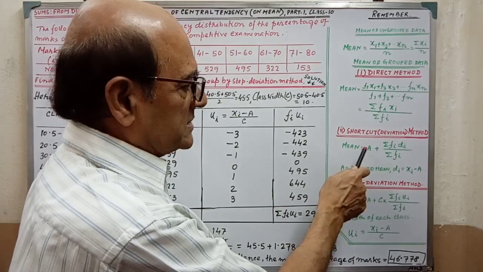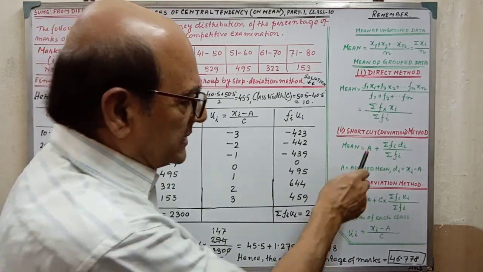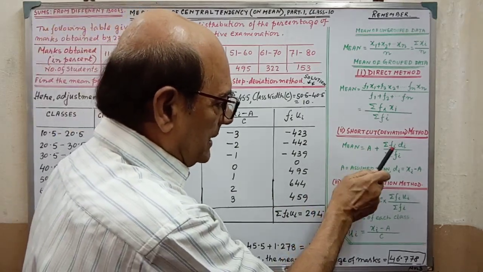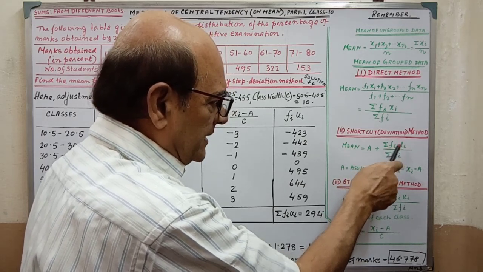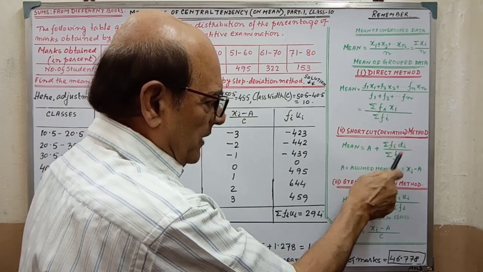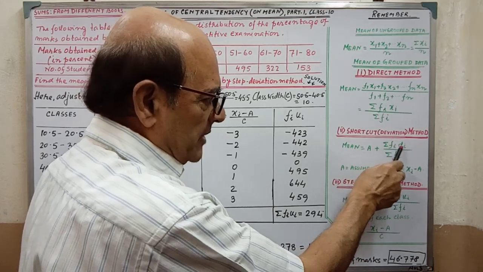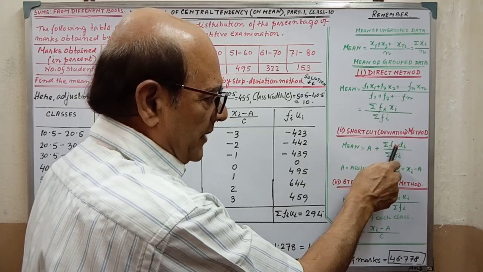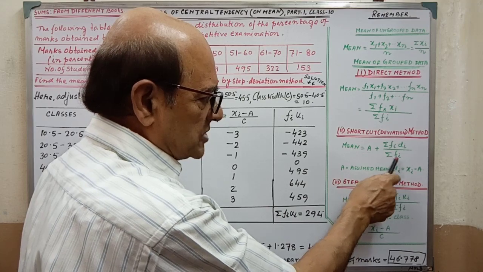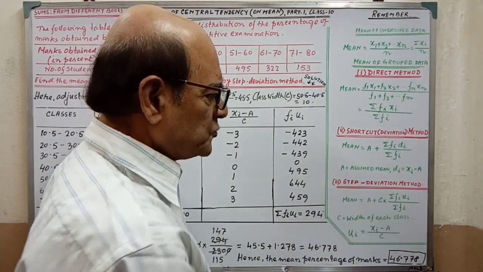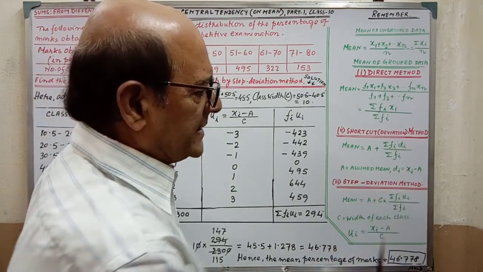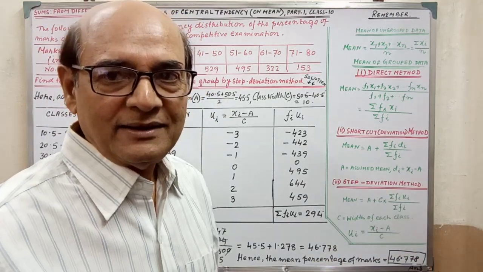And the shortcut method, same thing. In the shortcut method, we have to take a plus summation fi di divided by sigma fi, where summation means addition. a is the assumed mean, and the value of d is xi minus a.